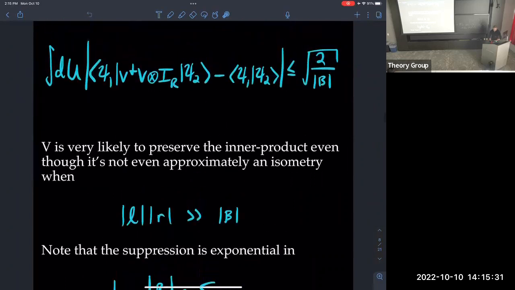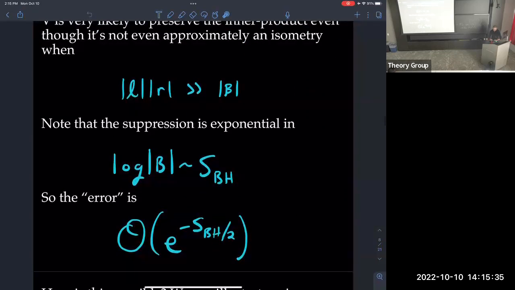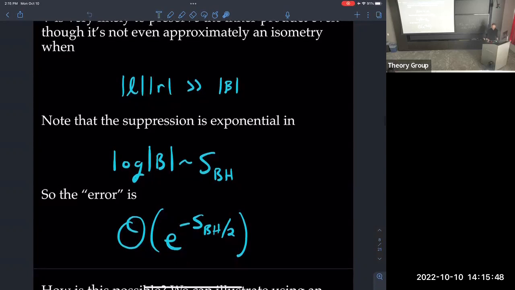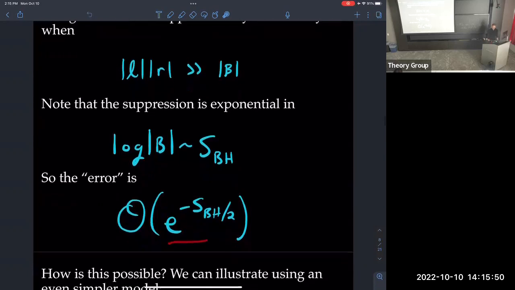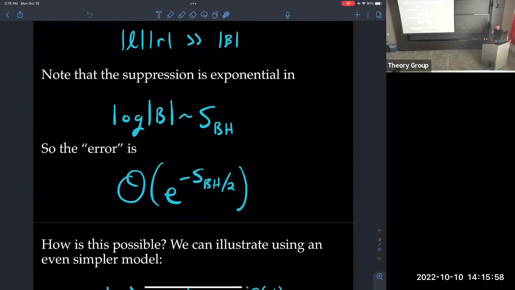So this error, this difference that shows up on the right hand side, is order e to the minus S_BH over 2. So it's exponentially small in the black hole entropy. The inner products in the fundamental and effective descriptions are supposed to be the same up to something very small, and that's true even though L and R are much bigger than B. When I first learned about this, I found it very shocking.